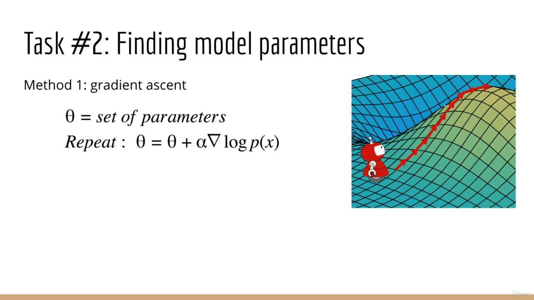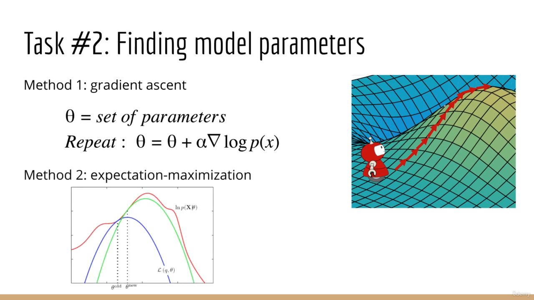Method number two is to use a more advanced method called expectation maximization. This is an algorithm designed specifically for probabilistic models with hidden variables that you need to sum over. Another example is the GMM, which we saw earlier. The details of expectation maximization are outside the scope of this course, but if you want to learn more, you're encouraged to ask about it on the Q&A.